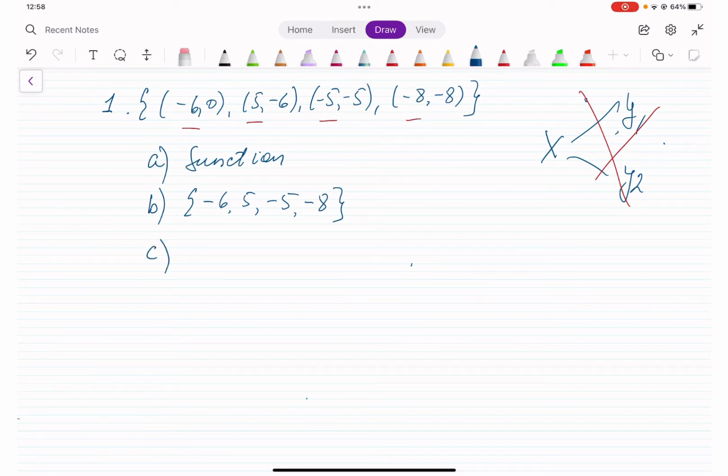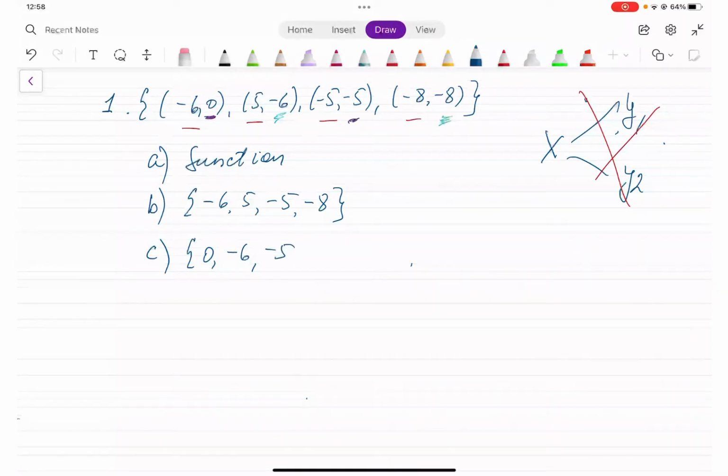C, what is the range? Range is always y, the value of y. So it is going to be 0, negative 6, negative 5, negative 8. Let me highlight them here. That's the range. So negative 6, negative 5, negative 8. That is the range, and this is the domain.